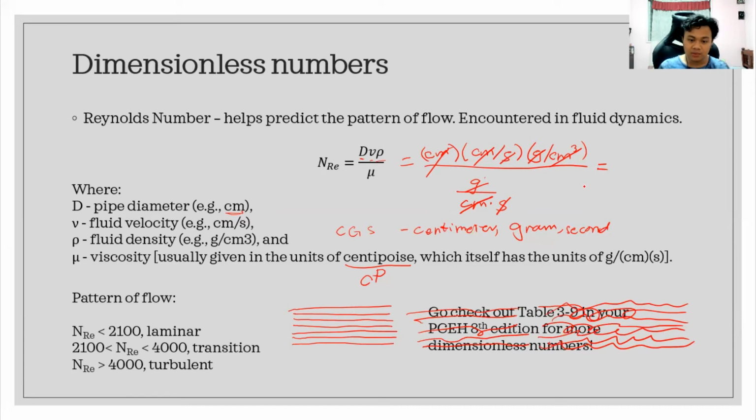So go check out Table 3.9 in your Perry's 8th edition for more dimensionless numbers. The very first number that you can find there is the Biot number. So it's not funny, right? So go check it out. You can find a lot more dimensionless numbers there.